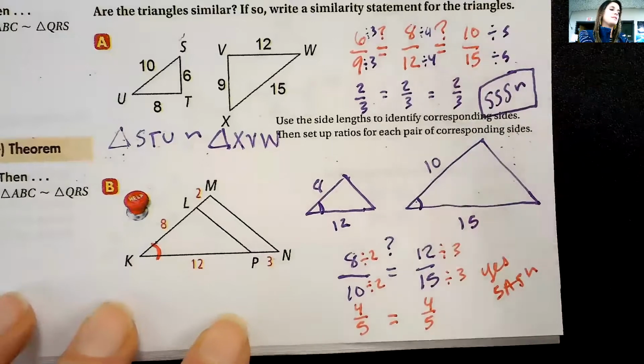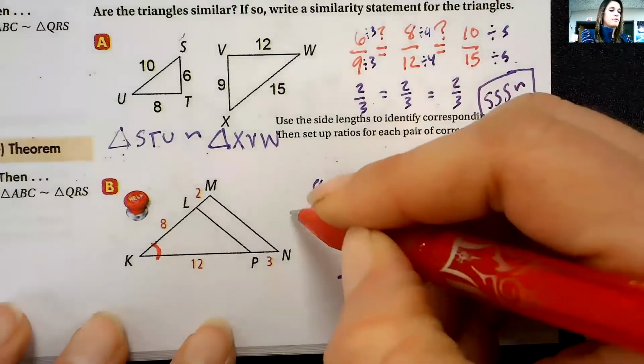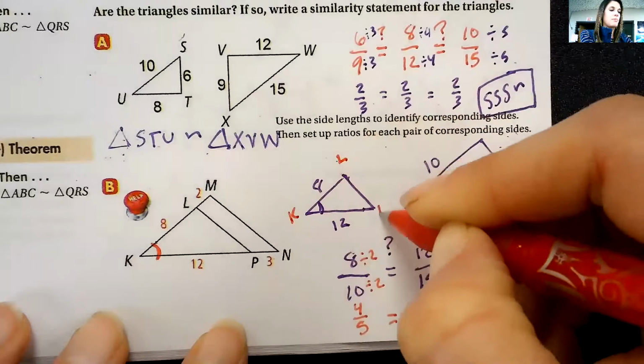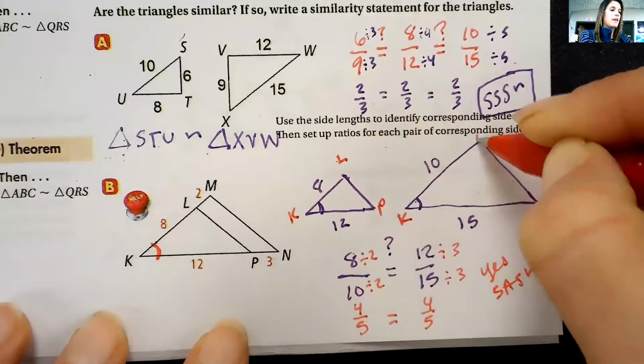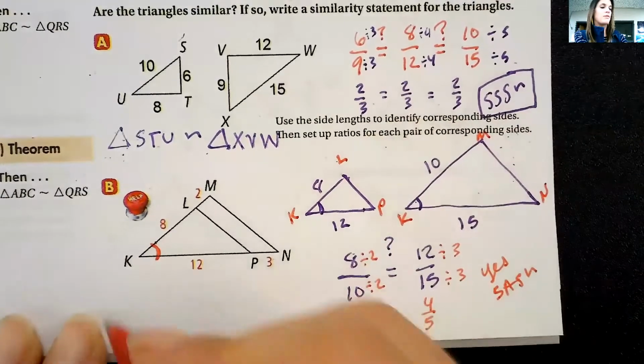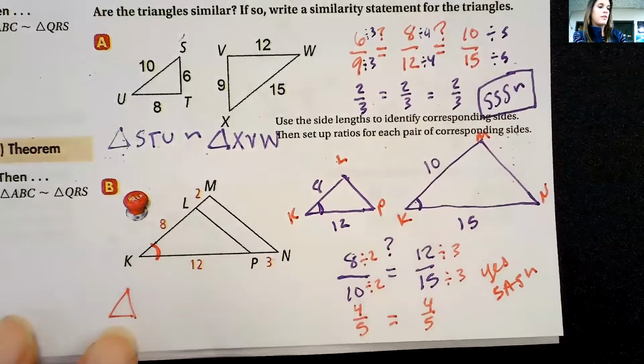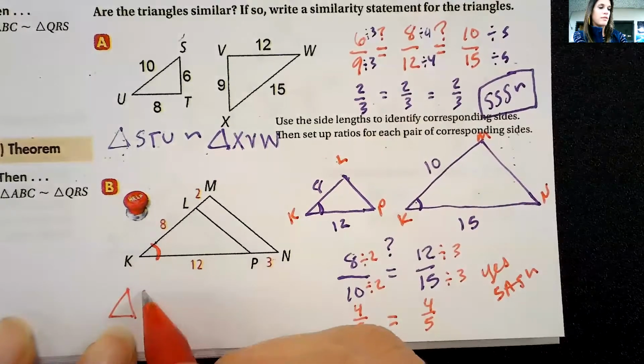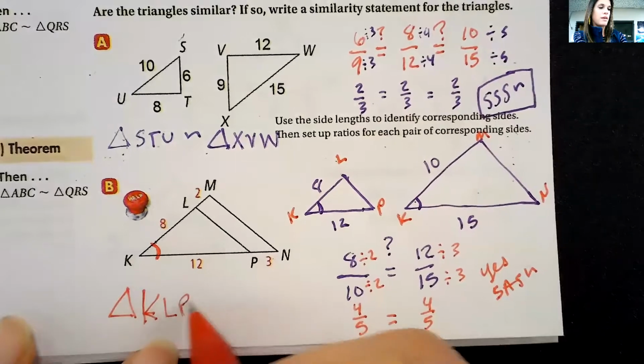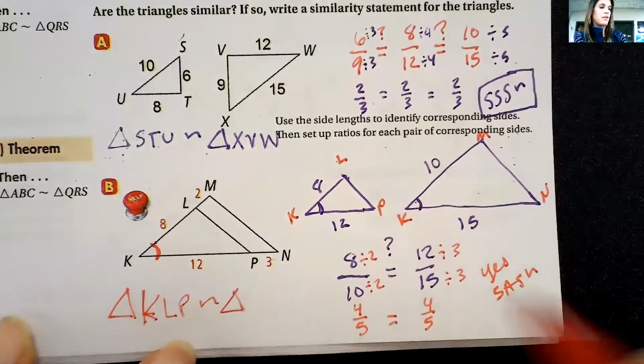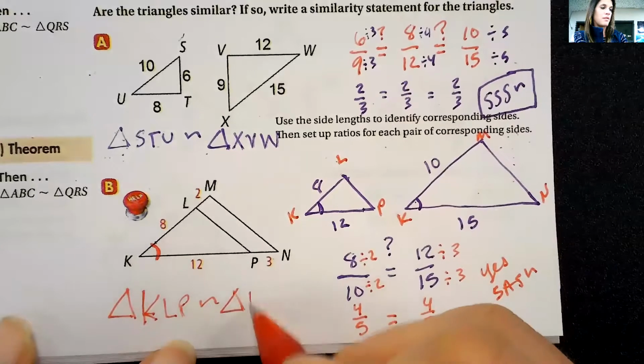And then it says to write a similarity statement. So this one was K, L, and P. This one was K, M, and N. I'm just going to write them in that order. Triangle KLP. Oh, I wrote it down. KLP is similar to triangle KMN.